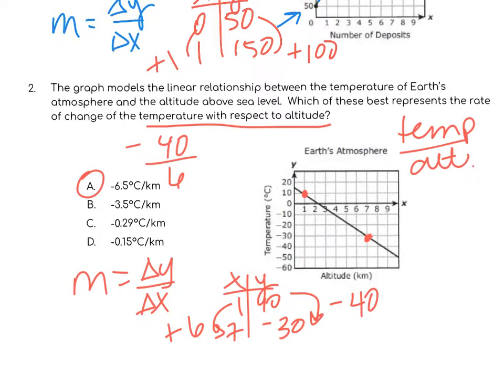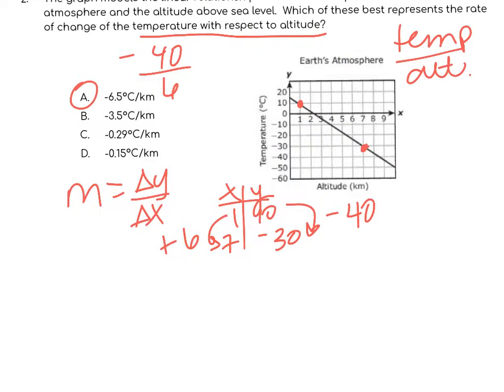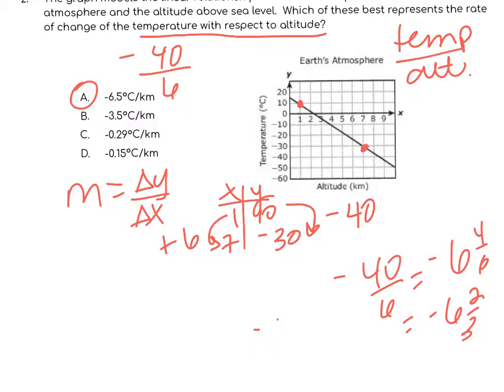I don't have a calculator real handy. So let me see. Negative 40 divided by 6 is negative 6. And then I'll have 4 left over. So it's negative 6 2/3, which is about negative 6.6 repeating. So A is the closest one. Okay, and that's because the points look to be a little bit off of those corners, so you just got to get close and just realize you might not get the exact answer.